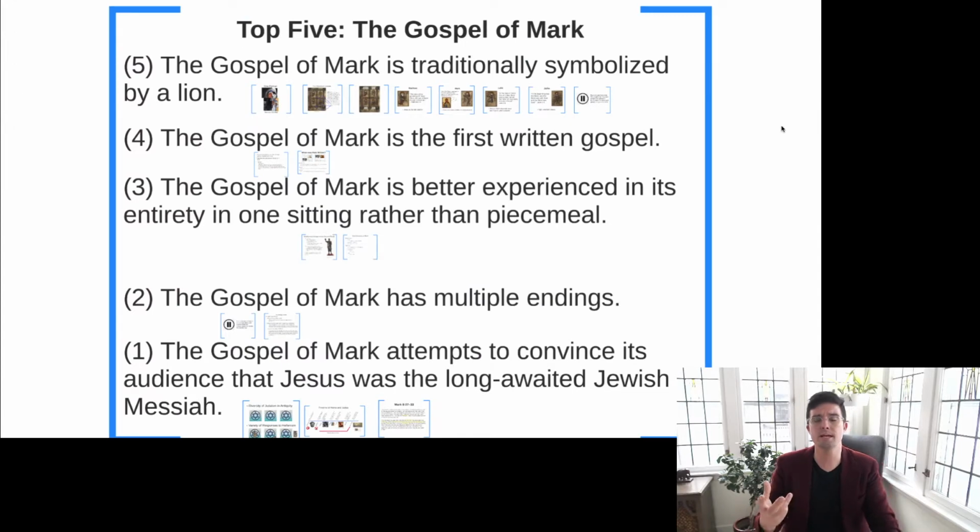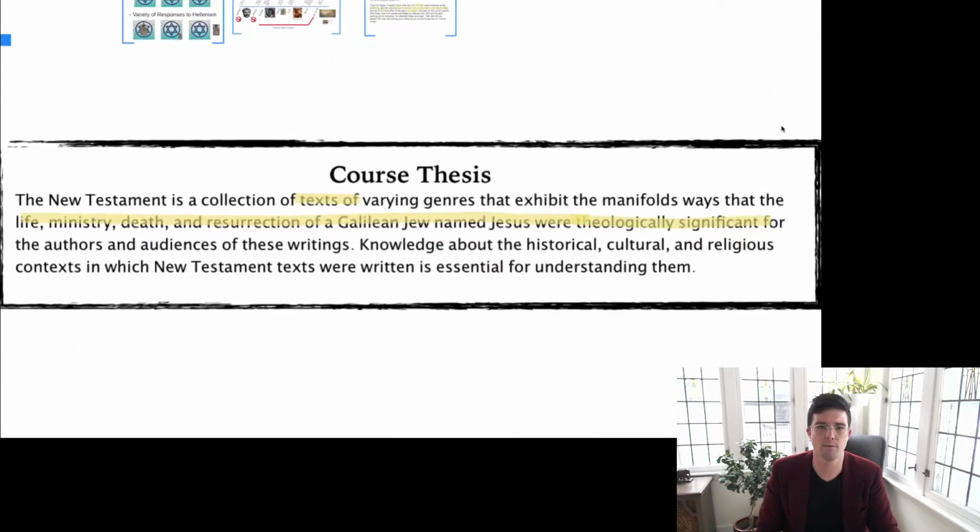And this unique presentation of Jesus as a suffering Messiah returns us to our course thesis, and this idea that these texts in the New Testament reflect on Jesus' life, death, and resurrection and ministry in different kinds of ways. So Mark has a unique presentation about who Jesus is in his life, a life that's characterized by miracles in his ministry. But then that Jesus is the Messiah who is the suffering Messiah.